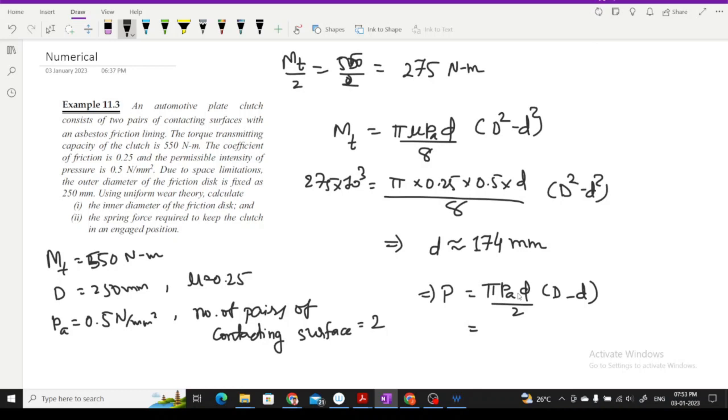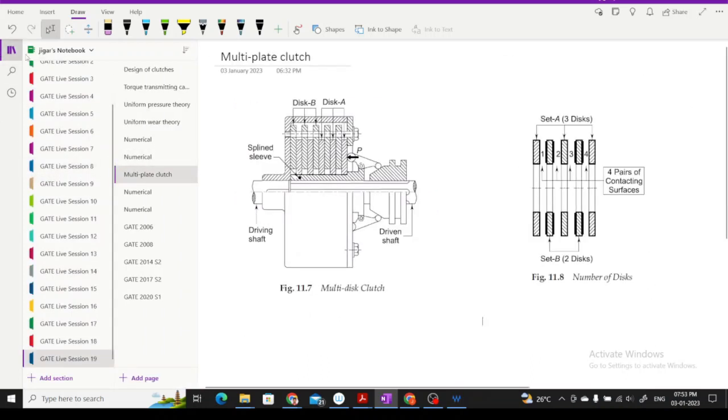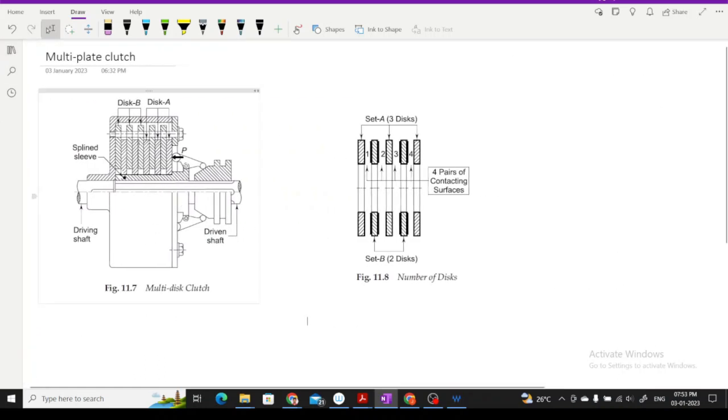So what will be this axial force which is required to engage this pair? What is this force? Anyone? Is it around 10,396 Newton almost? Yes or no? Yes, sir.